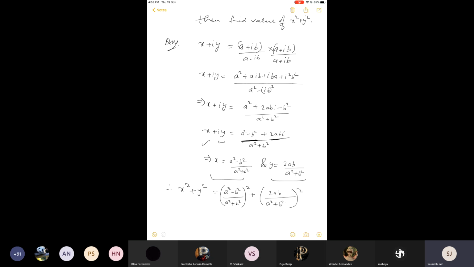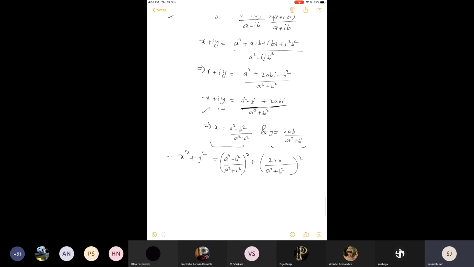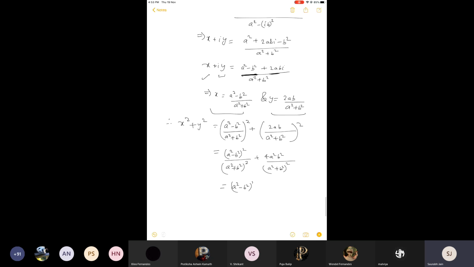They want us to find the value of x square plus y square, so we'll square and add them. Now simplification is left. Since it is a square, both the terms will be squared, numerator and denominator. Here it will be 4a square b square upon a square plus b square whole square. Finally, this will come out to be a square minus b square whole square plus 4a square b square, and in the denominator it is a square plus b square whole square.